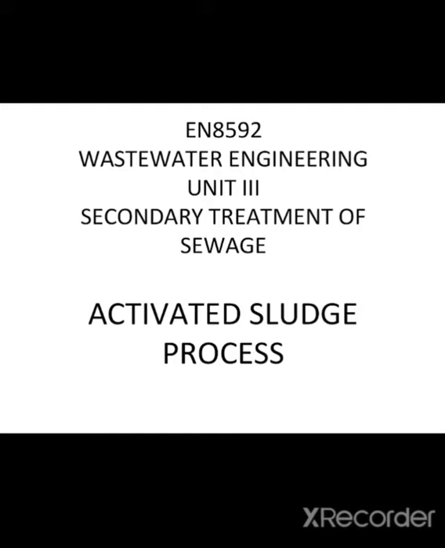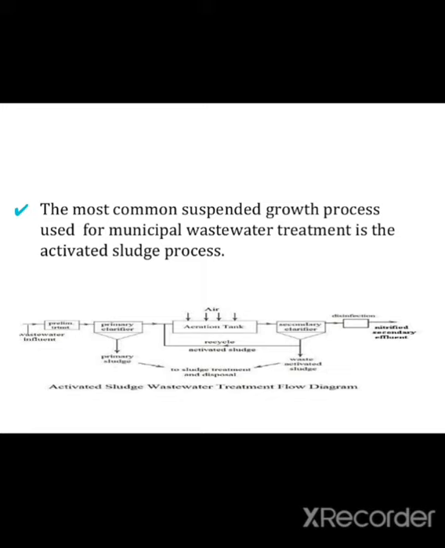Unit 3, secondary treatment of sewage. We are going to see about the activated sludge process. It is an aerobic process. In this process, we are going to do the aeration process. The most common suspended growth process which is used for municipal wastewater treatment is the activated sludge process.